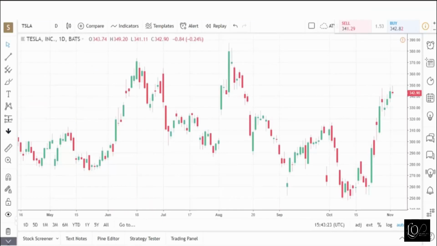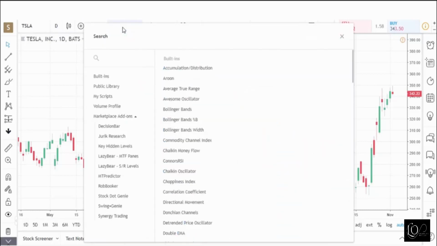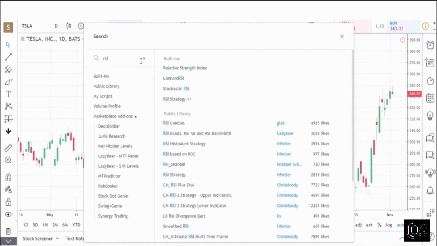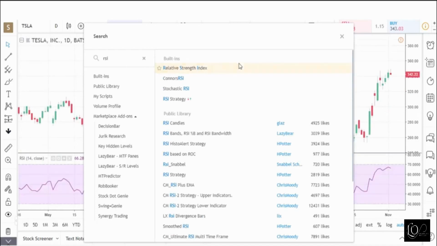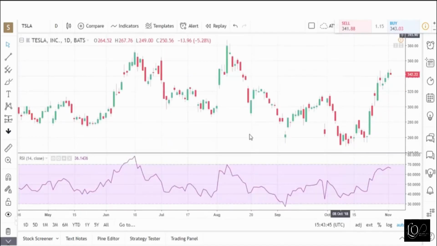Let's use a chart of Tesla to look at the relative strength index. So here we have Tesla, TSLA, which is typed in the upper left portion of our TradingView screen. We're looking at a daily chart, and we're going to go to Indicators and type in RSI. We see the relative strength index. It places the relative strength index at the bottom of the screen.